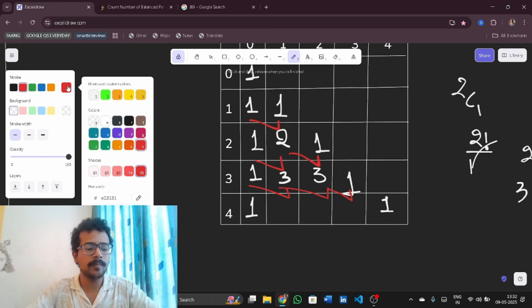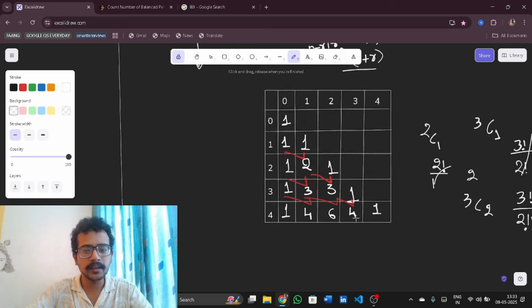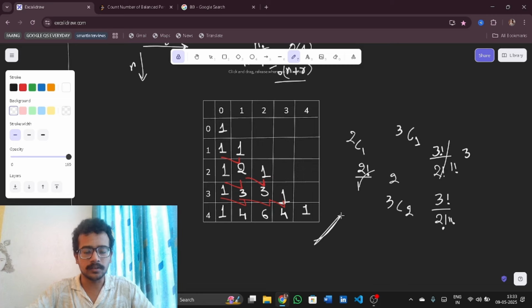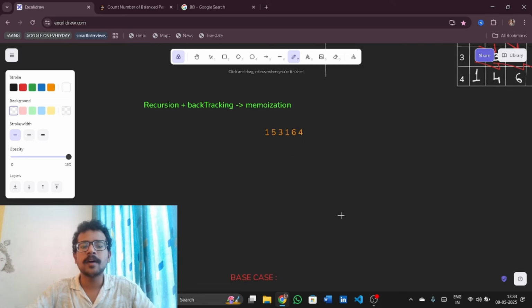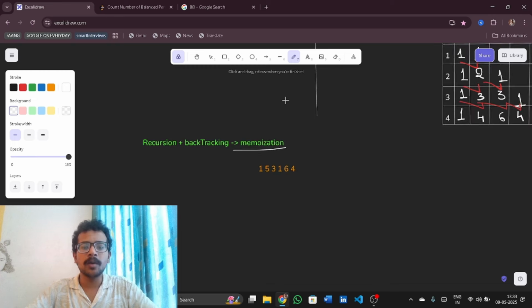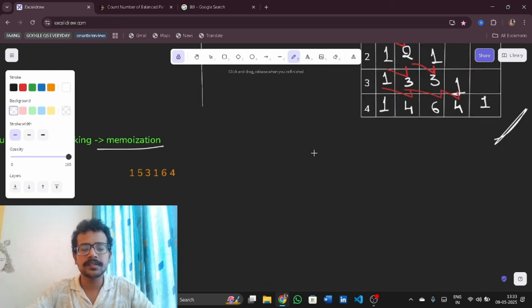Now I'll write them again. 3 plus 1 is 4, 3 plus 3 is 6, 3 plus 1 is 4 again. I think for now it's clear how to compute all these things. Now recursion plus backtracking, resulting in memoization. Now, before that, I need to tell you about the prefix array.